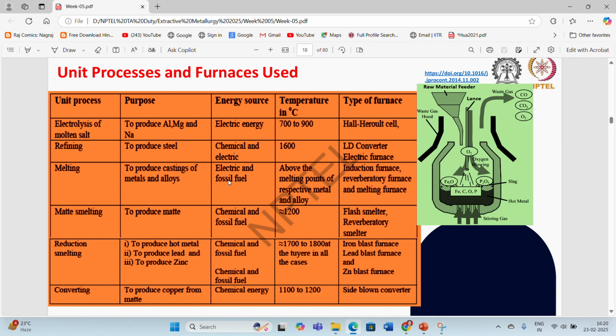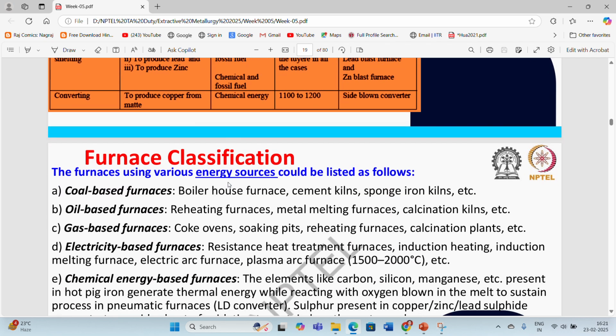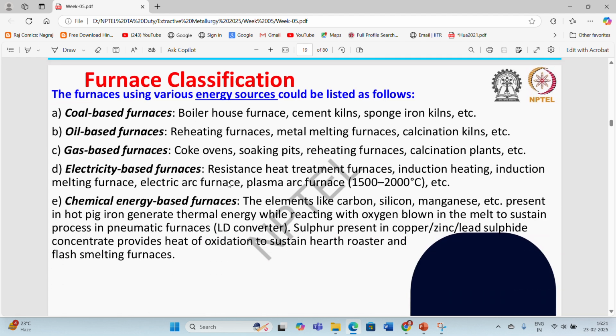Then there are refining furnaces like LD converter and electrical furnace, which generally use chemical and electrical energy as a fuel source. Then matte smelting is there, which is generally used during the refining of the copper ores, which uses chemical and fossil fuels as an energy source. Then reduction smelting furnace, converting furnace. So there are different types of furnaces based on their different features. Now we will talk about the classification of furnaces based on their energy source requirement.